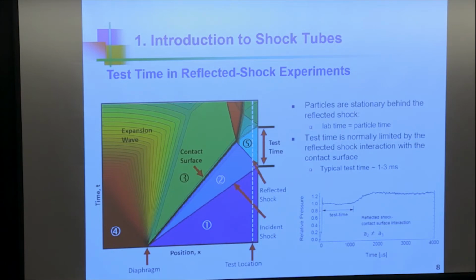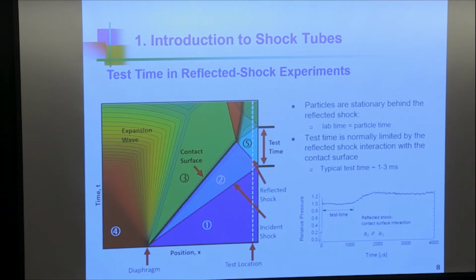So if you match the acoustic impedance across this interface, acoustic impedance is roughly density times speed of sound, then the wave reflection is avoided, and you can extend the test time longer. And we do that when we need to.